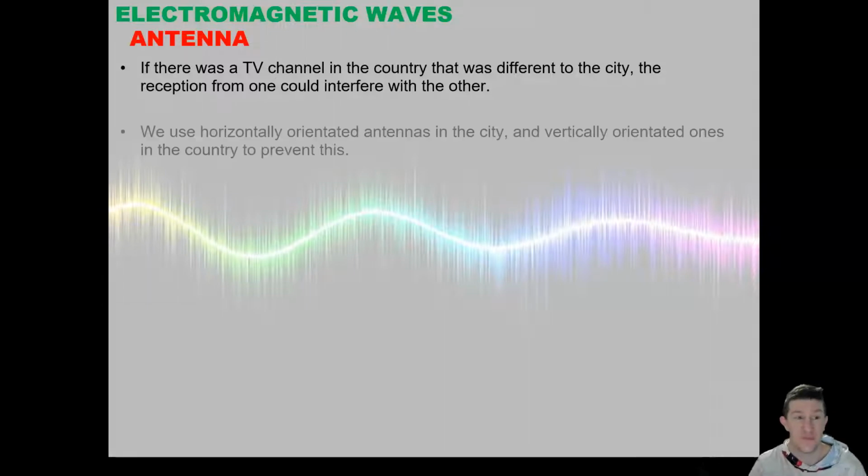We don't want that. So one way that we fix it is we use a horizontally orientated antenna in the city and a vertically orientated antenna in the country. So again, not as common now that we've gone to digital radio, but next time you're driving around in the city or the country, have a look at the antenna directions on people's roofs and see if you can notice the direction change between the vertical and the horizontal orientations.